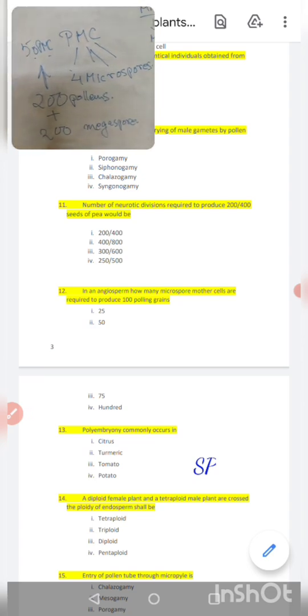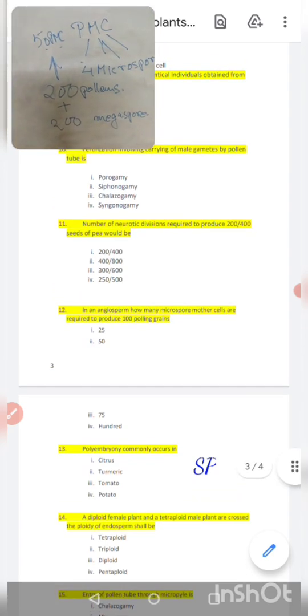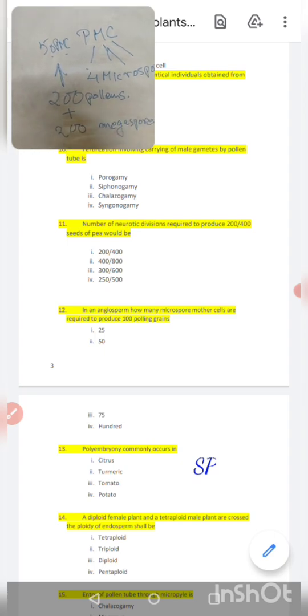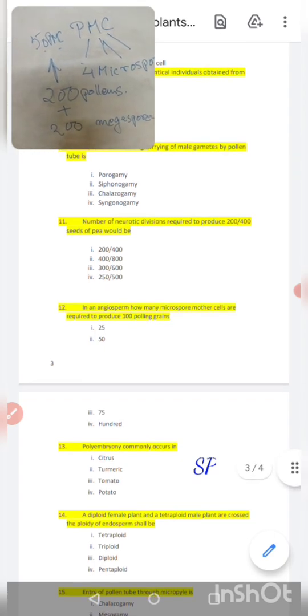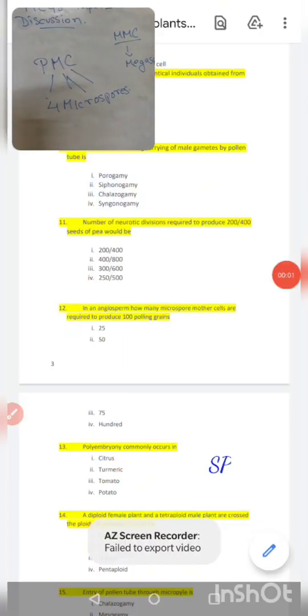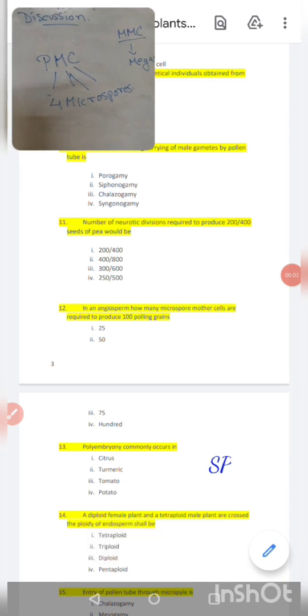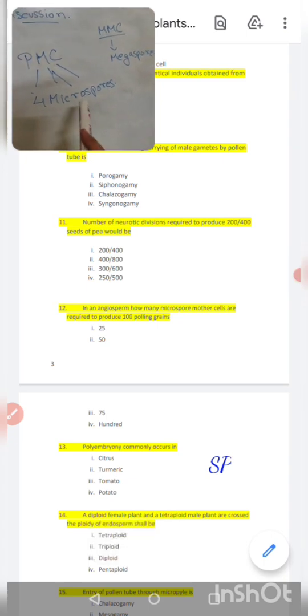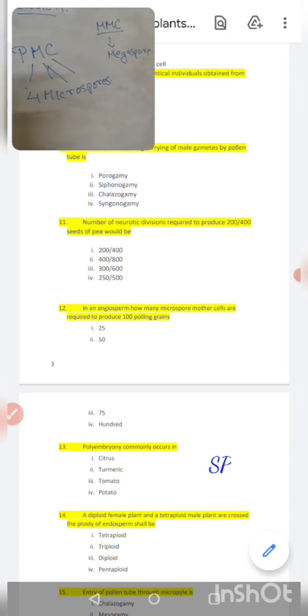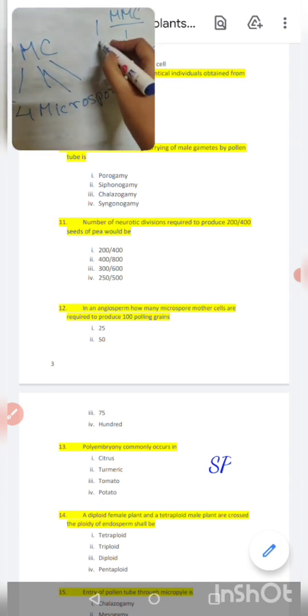So in question number 11, the ratio will be, see, from a single pollen mother cell we are getting 4 microspores, and from a single mother cell of megaspore we are getting a single megaspore. So this is the ratio of 1:1.